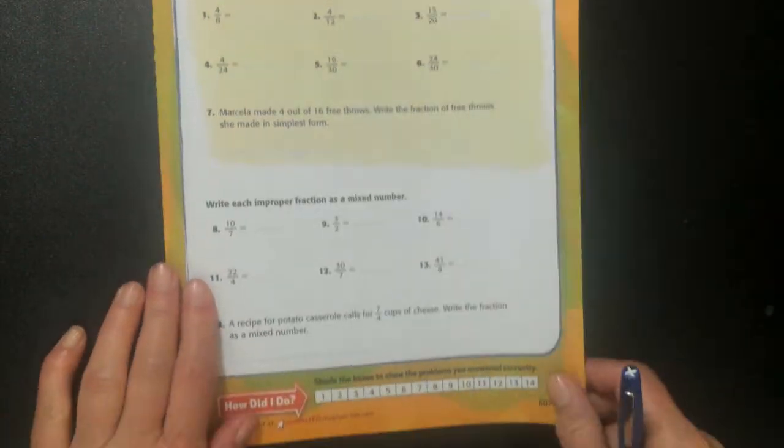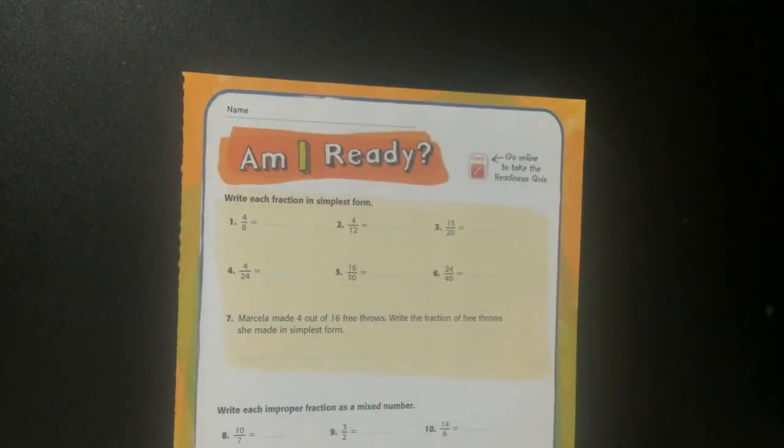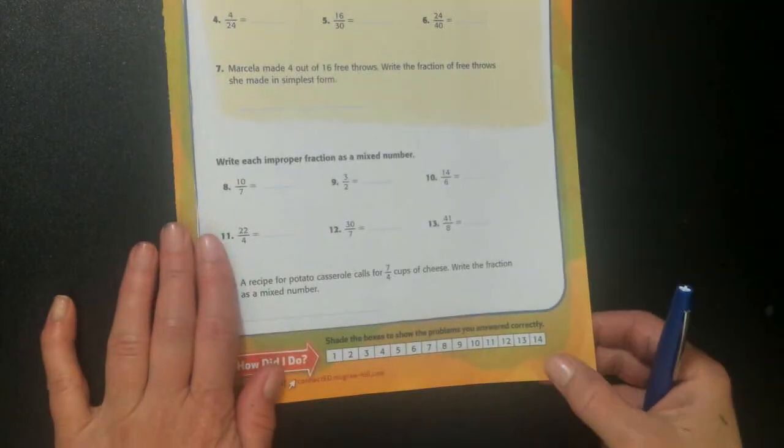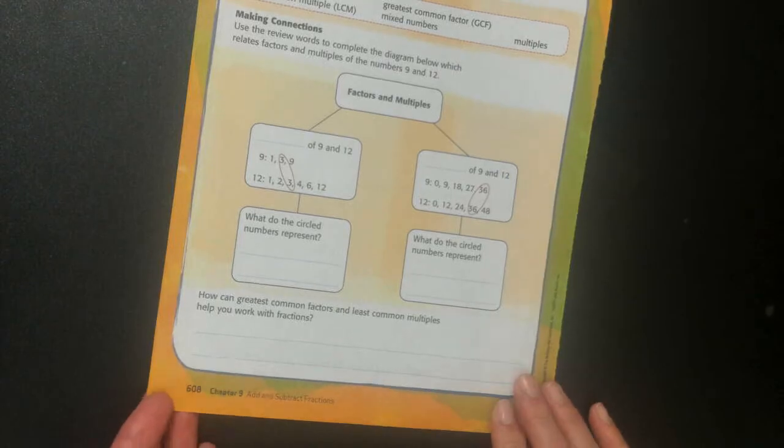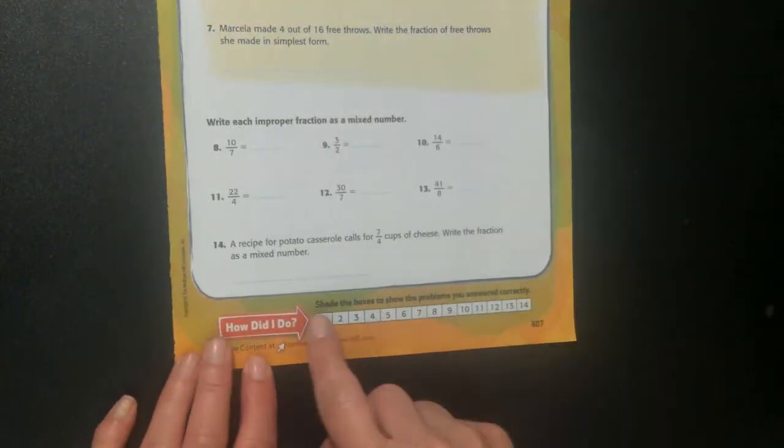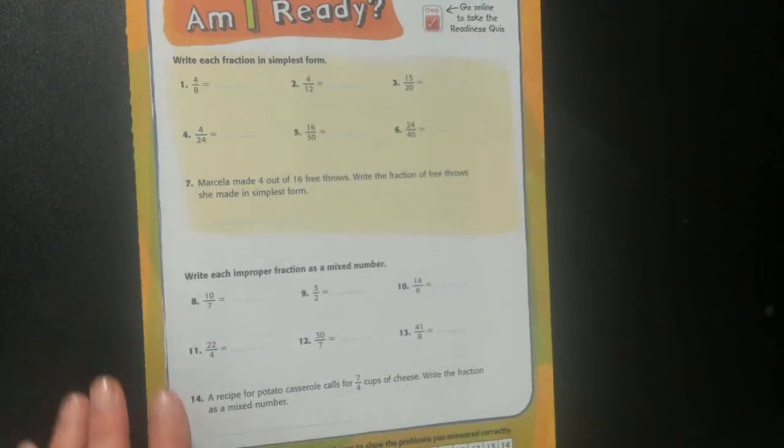So our homework for today is the Am I Ready page from Chapter 9, pages 607 and 608. If you already did it, you could just check your answers and color them at the bottom to see how many you got right.